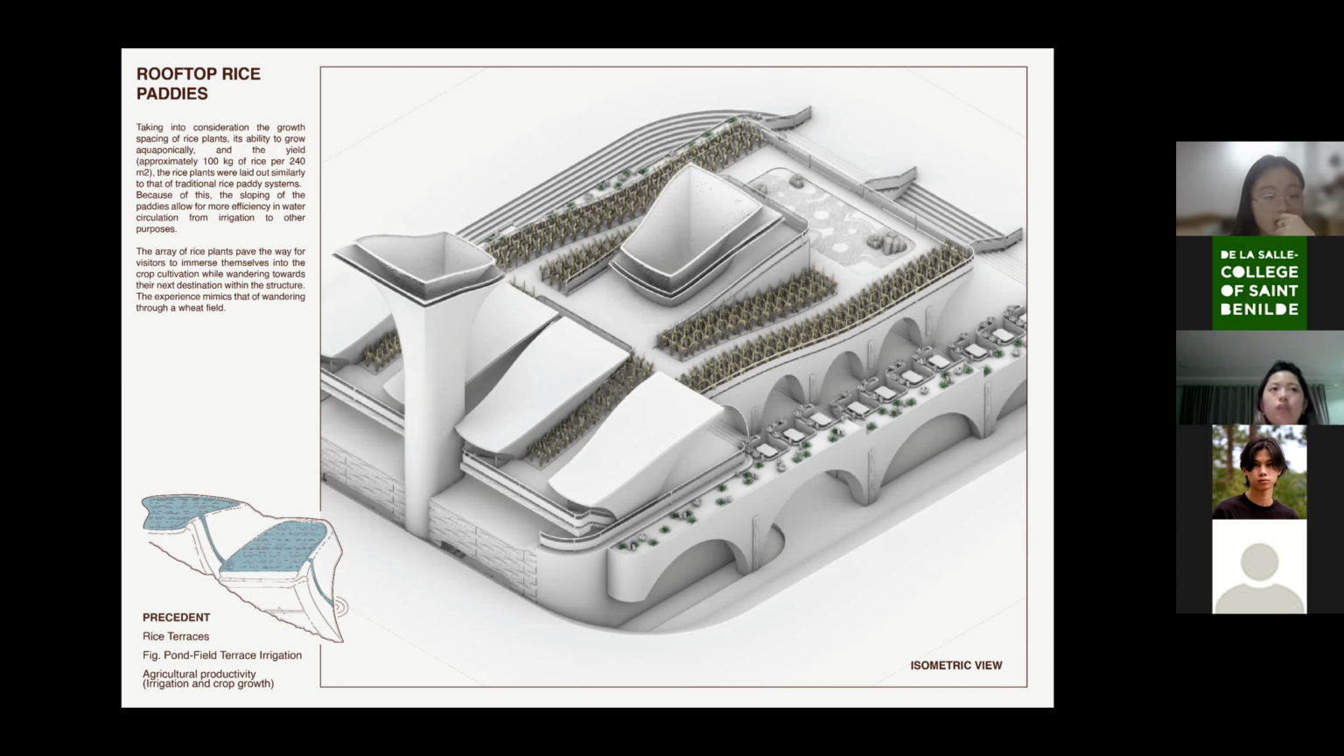So the array of rice sort of paves a way for visitors to immerse themselves into the cultivation of the rice crops, as well as serve as pathways for the different destinations in the structure, similar to wandering through a wheat field.